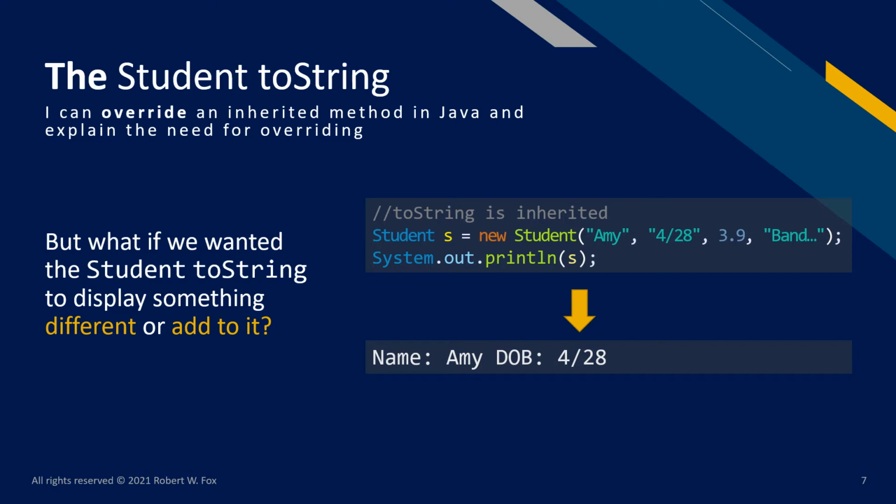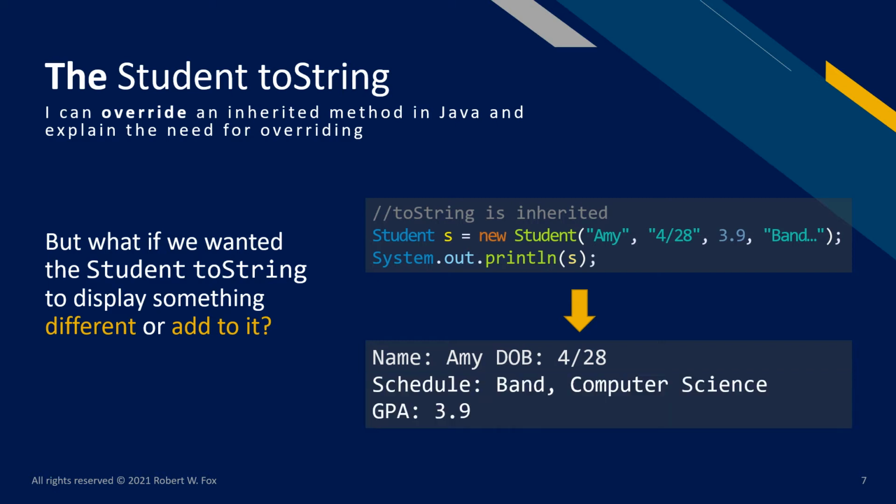But what if the toString method that I inherited wasn't quite what I wanted? I mean, it's great that the name and the birthday show up, but what if I also wanted the student's schedule and GPA to show up? These are things that are specific to the subclass, specific to the student. How could I do that? And this is where the concept of overriding is going to be very, very helpful to us.